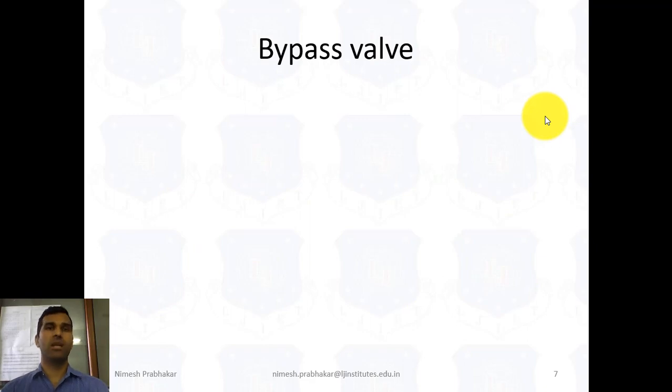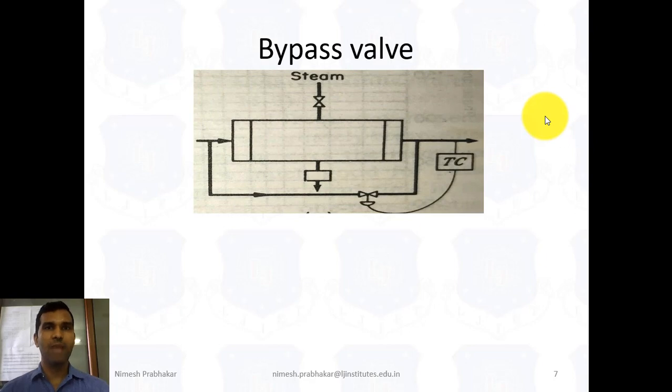Now the third method is the bypass method. As the name suggests, bypass means we pass some water or some fluid from this direction. So this is one way and this is a bypass way. We know the bypass highway: this is our main highway and this is a bypass highway. In this scheme we give some inlet flow of water to the outlet of this exchanger. That means some part of the inlet water we give to the outlet of this heat exchanger. By that way we can control the temperature of the outlet water.